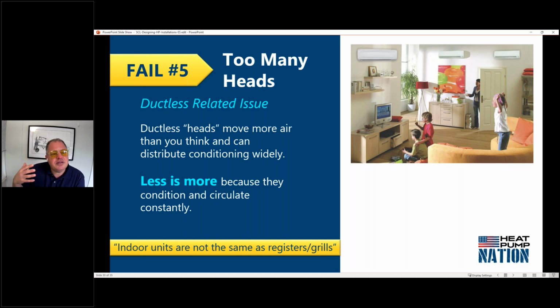Basically, as heating contractors and homeowners who have ductwork, we have lots of little grills and registers all over our house to distribute the heating and cooling and to wash the house essentially with warm or cool, clean air. That's the way you did it with a central system and ductwork. With ductless, you just don't need it. They work much differently. They're able to move air silently across large spaces. They operate continuously, and as such, they're able to get the job done with much fewer registers or air discharge points. And I see this all the time where contractors put 3 and 4 heads into an area that only needs 1.